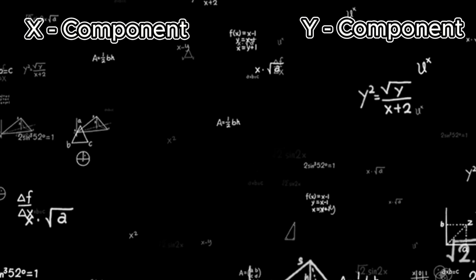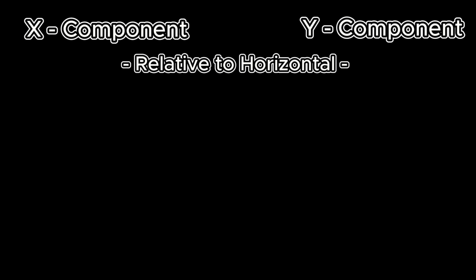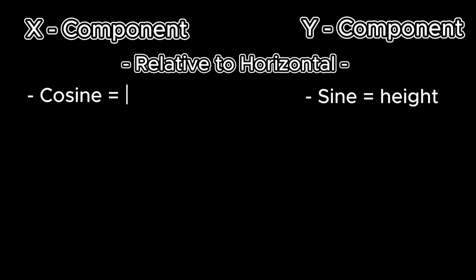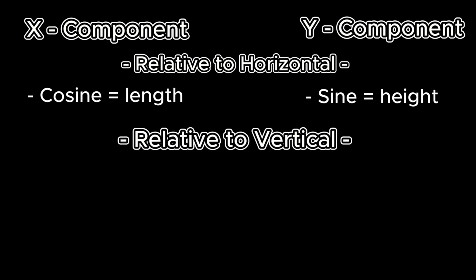To calculate the x and y components of the force of gravity, we utilize trigonometric functions discussed earlier. When the angles are relative to the horizontal, sine is the height, or y component, and cosine is the length, or x component. When relative to the vertical, these are switched. For inclined planes, the angles are relative to the vertical.